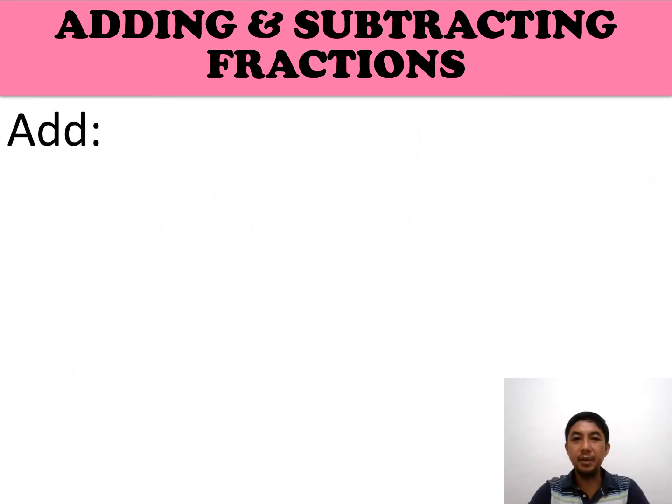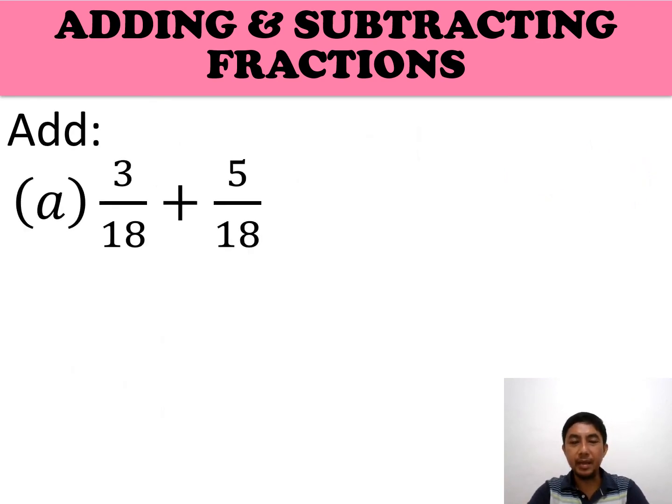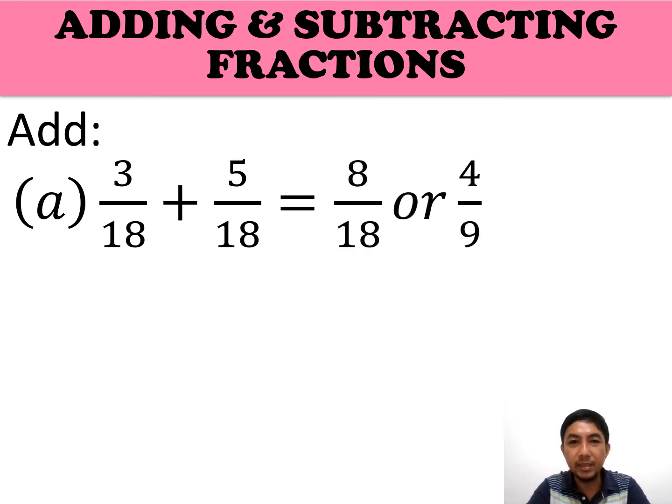Okay, so for example, 3 over 18 plus 5 over 18. So if you notice, the same ang denominator niya. So what we are going to do is just add the numerators, and we know 3 plus 5 is 8. And just copy 18. But 8 over 18 is not yet in lowest terms. So we need to get the lowest term of 8 over 18. And 8 is divisible by 2.